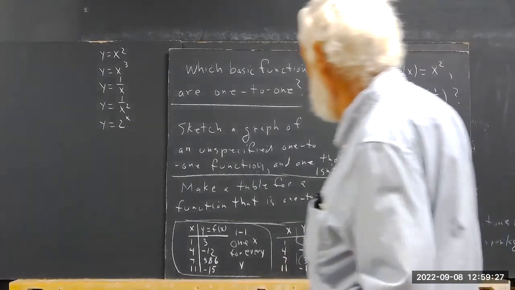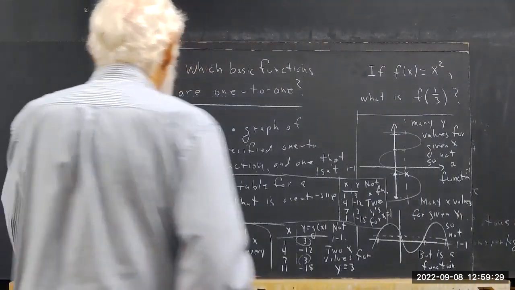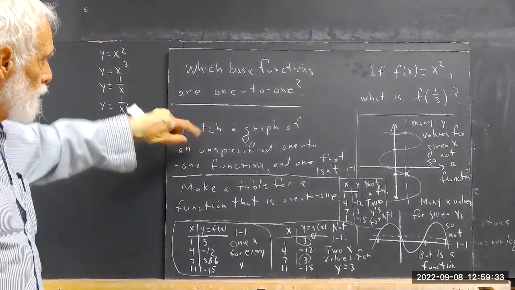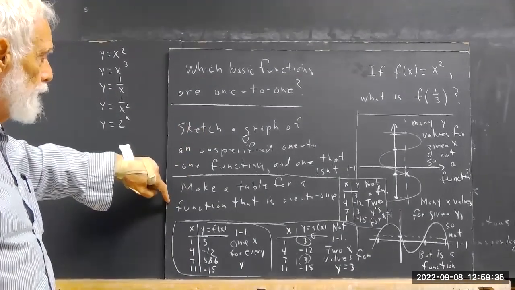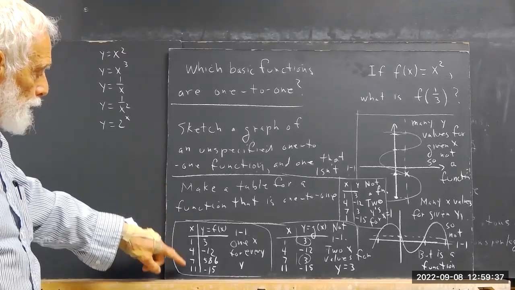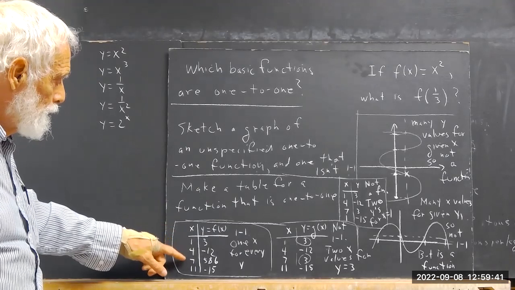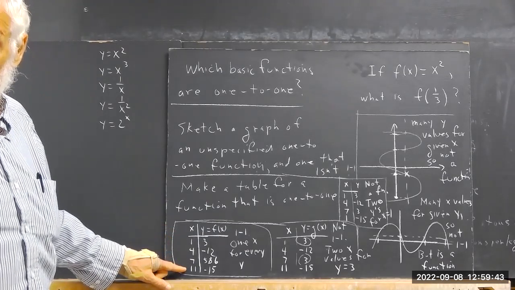Okay, now we'll talk more about that idea in a minute, but we ended up with some contrasting things there. So let's make a table for a function that is 1 to 1. I just made this table. Why is this table 1 to 1? Well, all my X values are different, meaning it is a function.